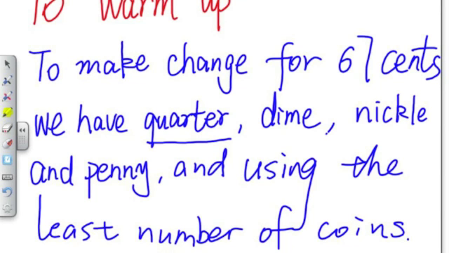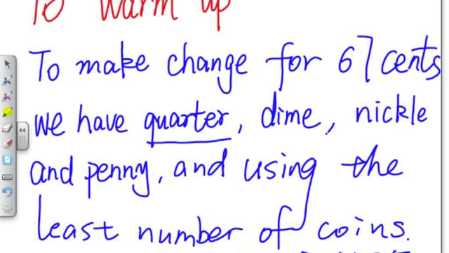So let's first consider one example. To make change for 67 cents, we have quarter, dime, nickel, and penny, and we want to use the least number of coins. Because 67 is greater than a quarter, which is 25 cents, we first use quarters to make change. We could use 2 quarters, which makes 50 cents. And then what is left is 17 cents.